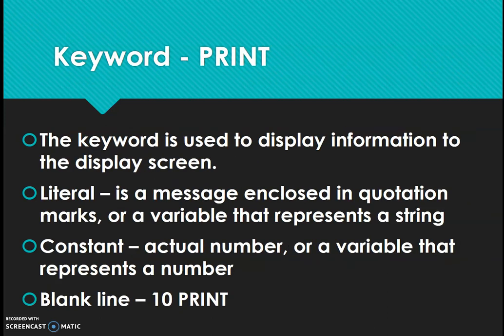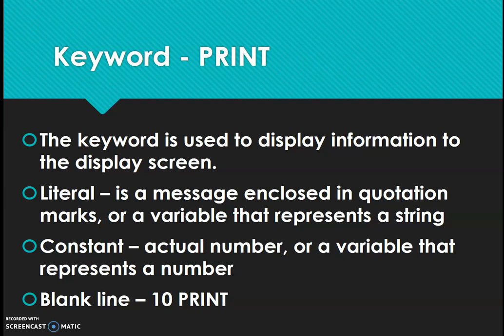So we also have the PRINT keyword. Print allows us to display information to the display screen. So that will be our first interaction in this chapter, the ability to put information out to the screen. We can put information out on the screen in 2 different ways. We have what we call a literal. This is a message enclosed inside quotation marks, or a variable that represents a string. I will use the words string and literal interchangeably, but it is the idea of a set of characters inside quotation marks that are literally going to be displayed to the screen.